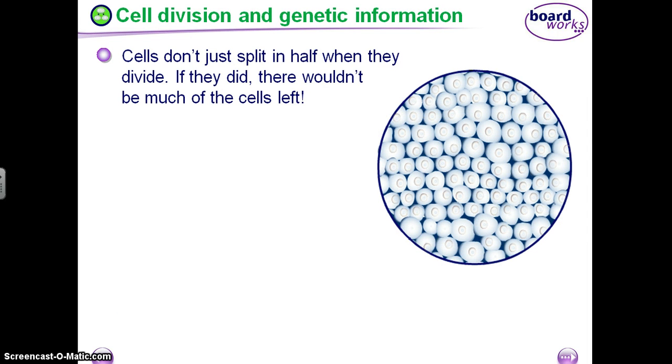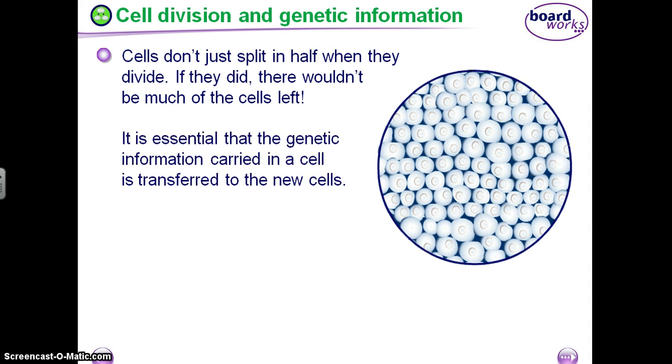Okay, but cells don't just split in half when they divide, because if they did, there wouldn't be any cells left. Think about it. If every time a skin cell divided it got smaller and smaller, pretty soon you would have no cell because it'd be too small. So there's a little bit more to cell division than just splitting in half, and we're going to go over the other steps involved.